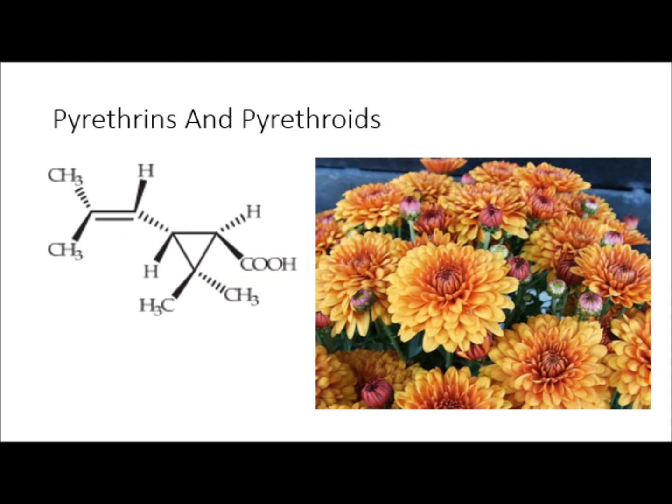Pyrethrins are another group of pesticides found in chrysanthemums and other pyrethrum flowers. Synthetic versions of these chemicals can be manufactured and are called pyrethroids. These chemicals are impractical, however, for use as an agricultural pesticide because they become easily oxidized in the sunlight.